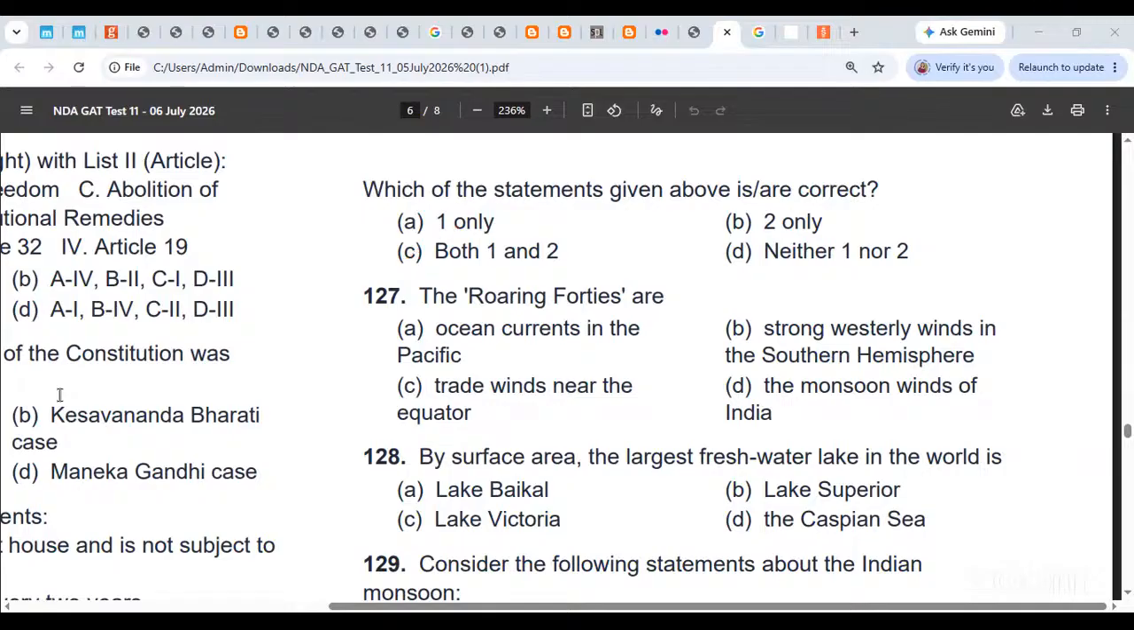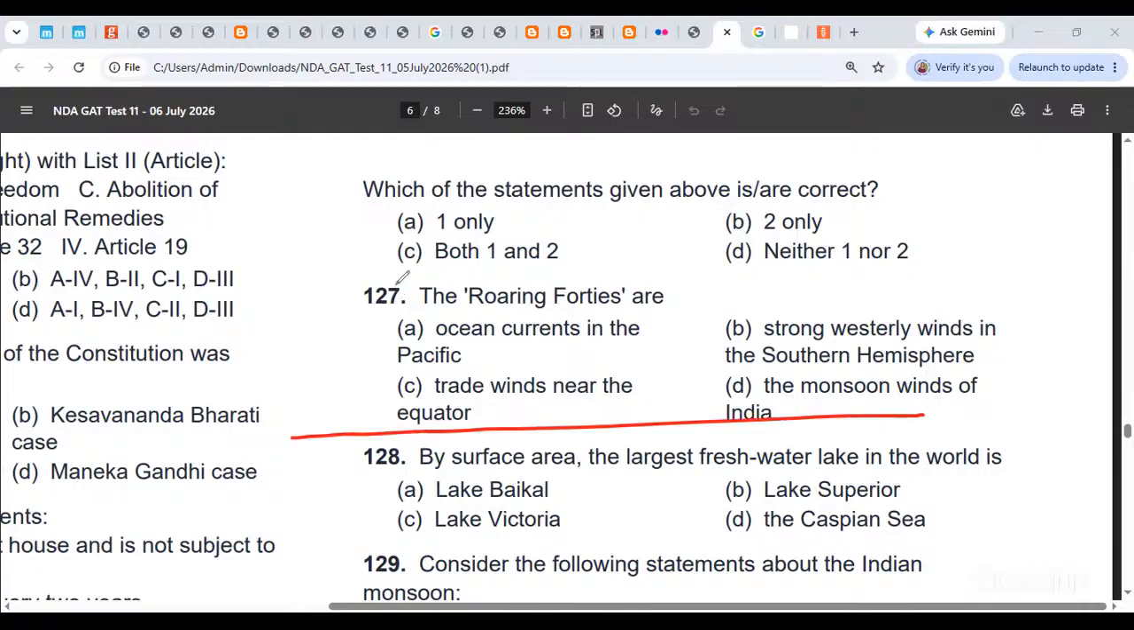the question is, the roaring 40s are ocean currents in the Pacific, trade winds near the equator, strong westerly winds in the southern hemisphere, or monsoon winds of India. Roaring 40s are famously westerlies. When you are looking at westerlies, we have already discussed this yesterday.